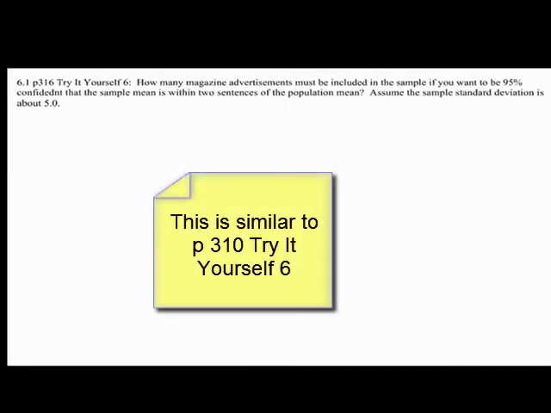Here we're in section 6.1, page 316, Try It Yourself number 6. And we're going to do a sample. So we want to figure out how many magazines we got to include in the sample if you want to be 95% confident that the sample mean is within 2 sentences of the population mean. And assume the sample standard deviation is about 5.0.